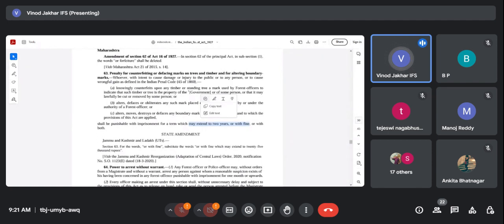Imagine the kind of non-cooperation from the district administration he might have faced. But he was a very efficient officer, and how he garnered the support of the district administration, we'll discuss in a case study. We'll keep one session for situational questions also.